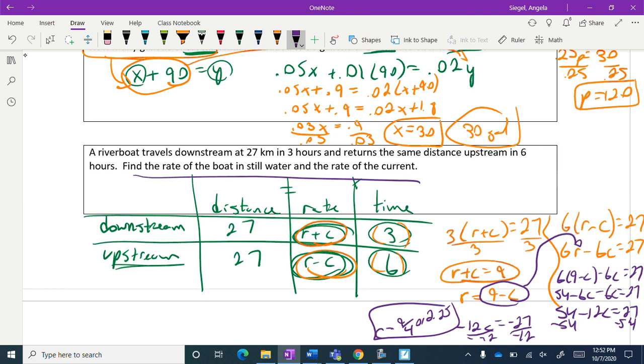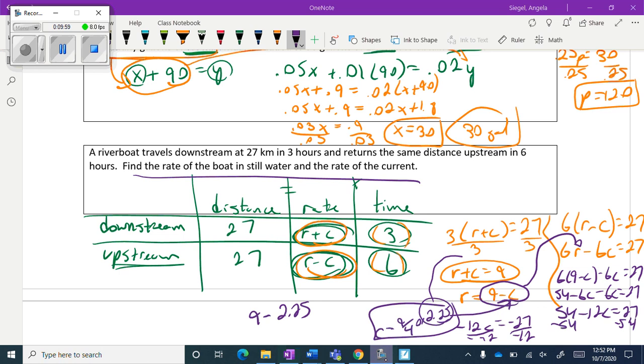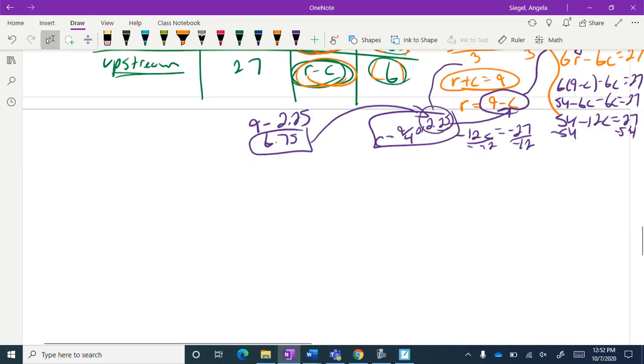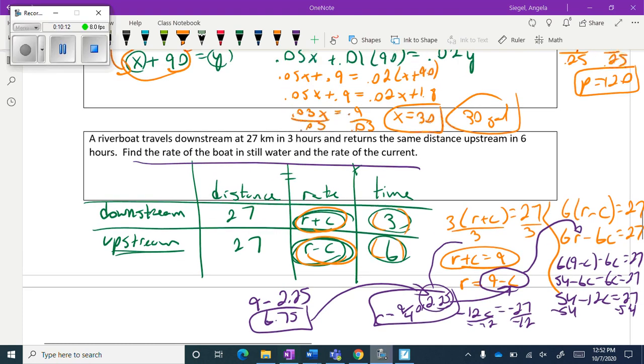So I know that the current is 2.25. So I'm just going to take 9 minus 2.25, and I get 6.75. So this is the rate in still water, and the 2.25 is the current. Okay, guys, we are, I believe, done. Yes, we are done with this.